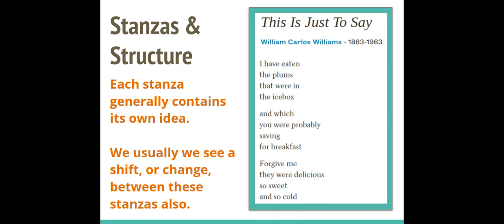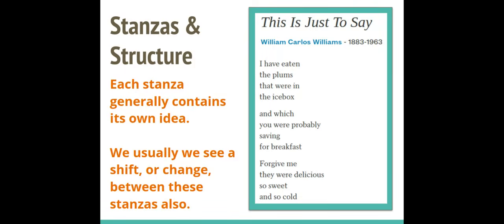William Carlos Williams. "I have eaten the plums that were in the icebox, and which you were probably saving for breakfast. Forgive me, they were delicious, so sweet and so cold." So, taking a look at the first stanza, the main idea is just that I ate some fruit in the refrigerator. Not a big deal, right? But in the second stanza, we find out that the speaker's maybe wife, maybe roommate, friend, was probably planning to eat that fruit for their breakfast. So now that the fruit is gone, there could be a conflict.